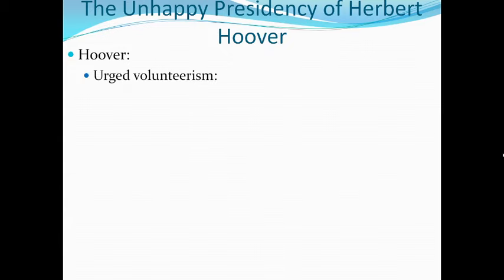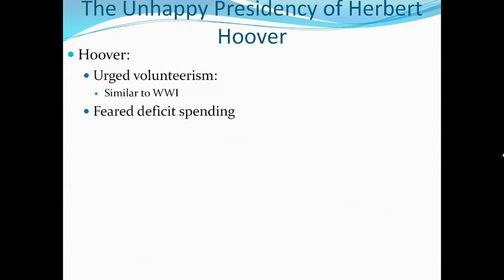He urged volunteerism. If you remember from last video, during World War I, Herbert Hoover was very popular because he was able to get the whole country behind this volunteering phase where they rationed their food for the betterment of the country. And so he thought he would be able to do that again with the Great Depression by urging volunteerism. However, this was pretty much unsuccessful and did not work as he intended.